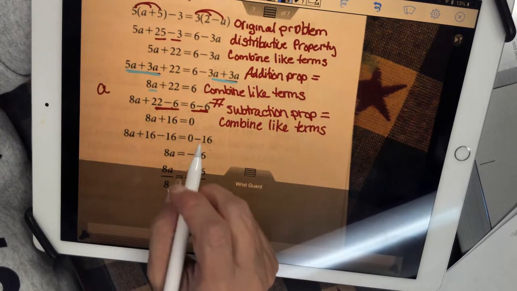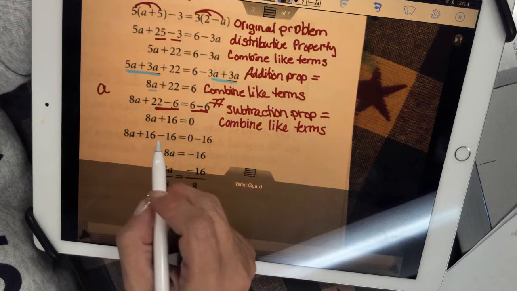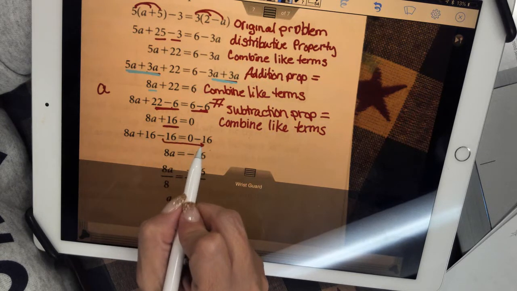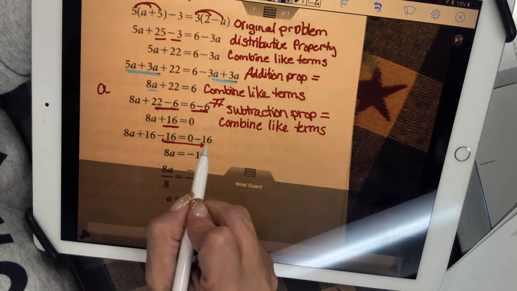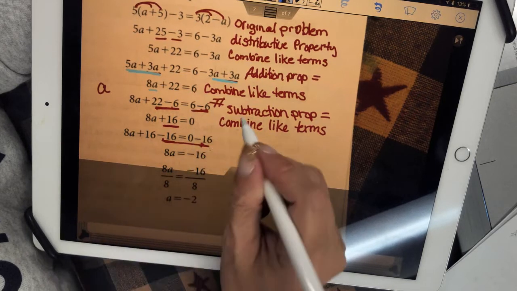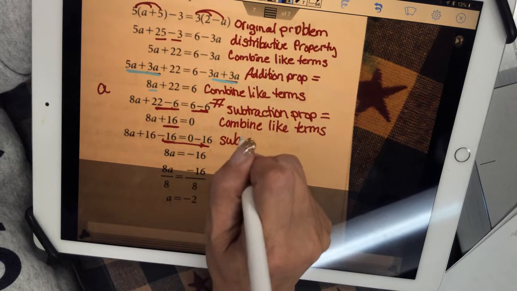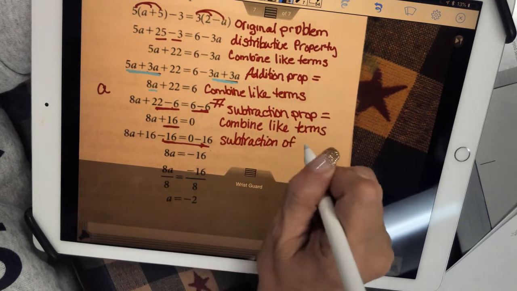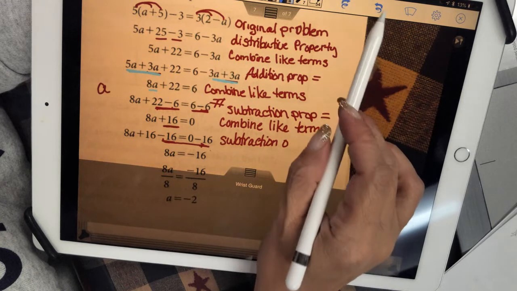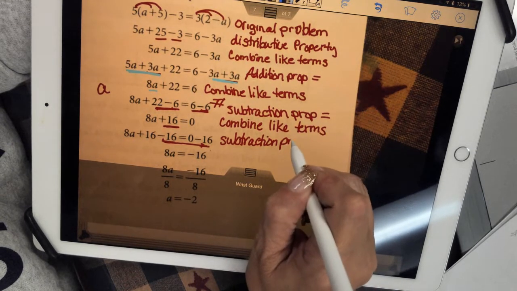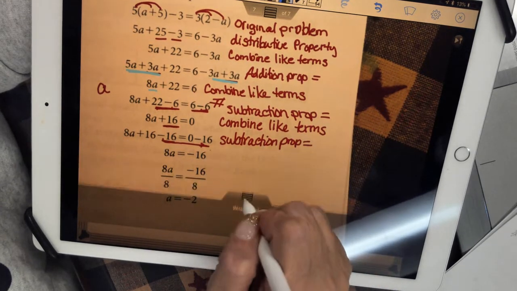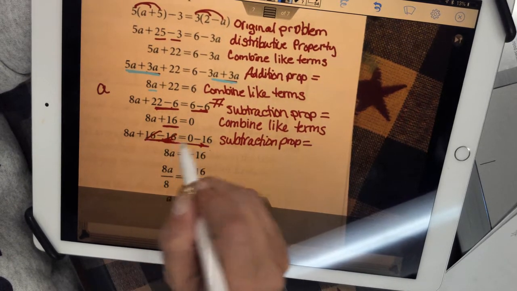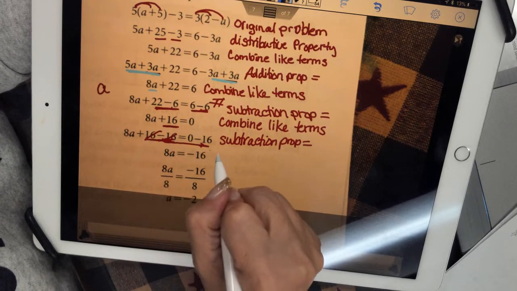Okay, and now they're going to move that 16 over here, right? So they're subtracting it from both sides. So we're going to do subtraction property of equality again. He added an extra step in there. Subtraction property of equality. So now those cancel out and we get negative 16 eighths. So now we're going to combine like terms.